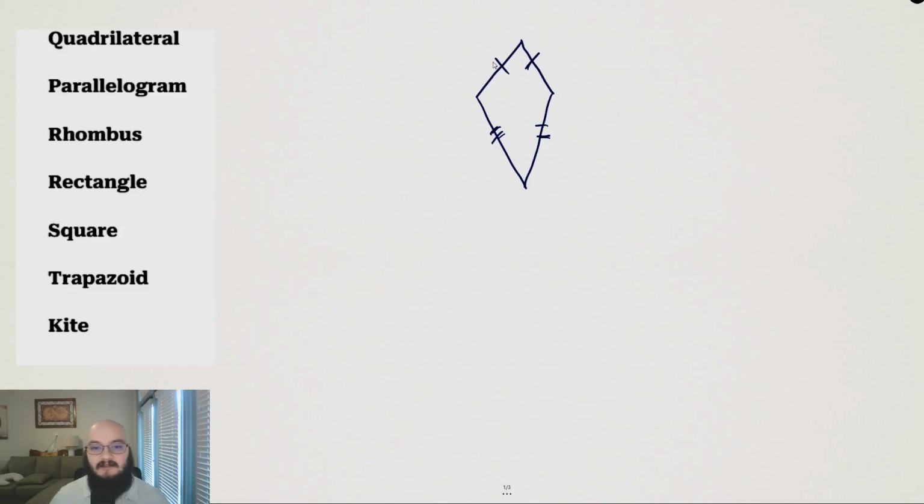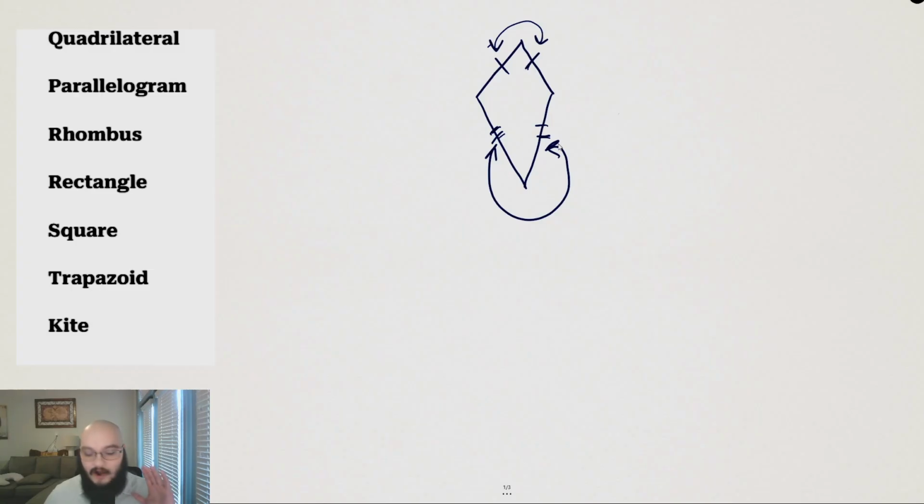In this case, this would be our first pair of congruent adjacent sides. They are congruent because they are the same length, and they are adjacent because they are next to each other. This would be our second set of adjacent congruent sides. They are adjacent because they're next to each other. They're congruent because they're the same size. That would make this shape a kite.